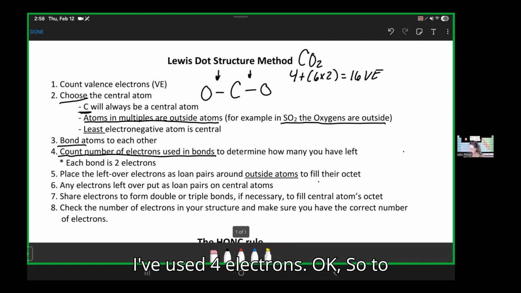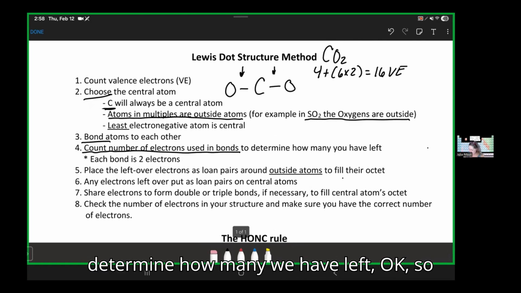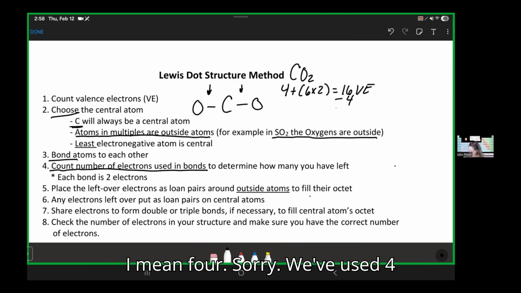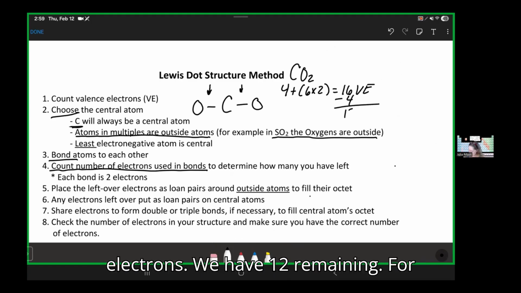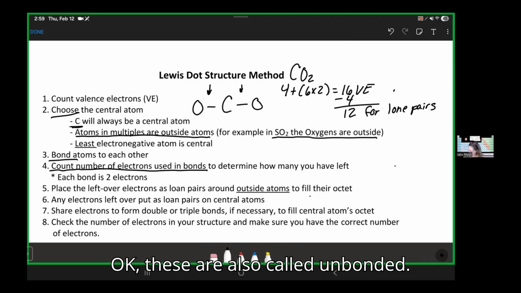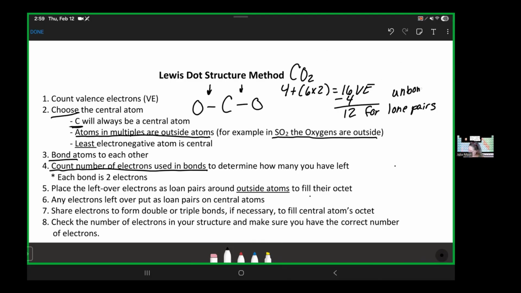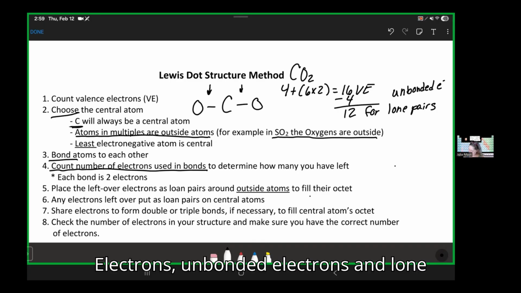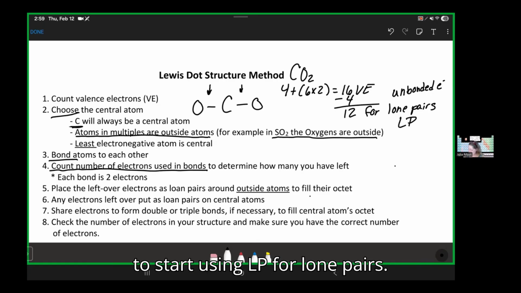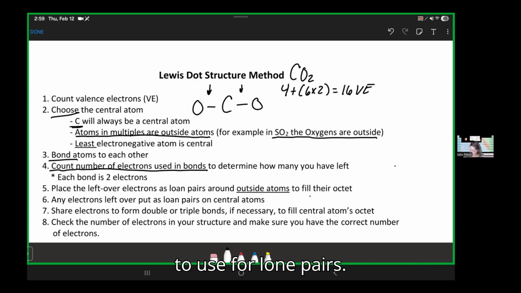Okay, so to determine how many we have left: we've used 4 electrons. We have 12 remaining for lone pairs. These are also called unbonded electrons. Unbonded electrons and lone pairs are the same thing. I'm going to start using LP for lone pairs. So I have 12 electrons left to use for lone pairs.